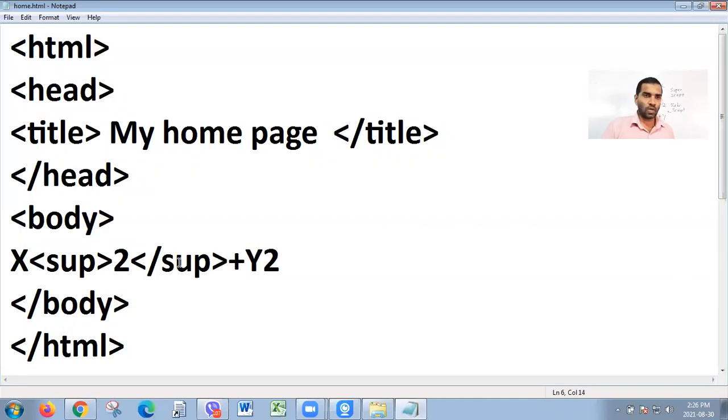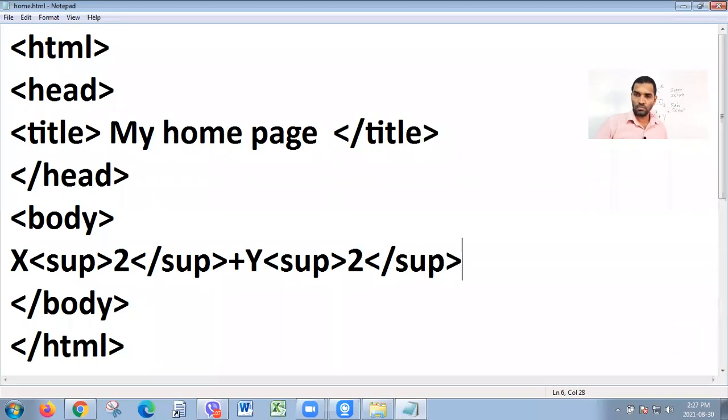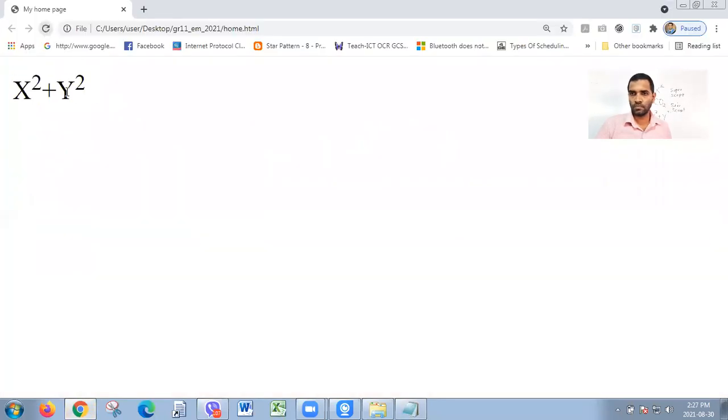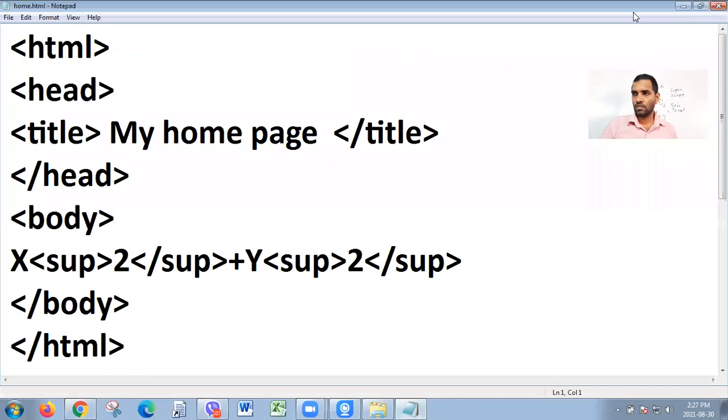So you cannot close the SUP at the end, because this plus and this Y must be shown in the normal position. So before the plus, you have to stop it. But thereafter, this number 2 also must be shown a little above. So before this number 2, again, you have to start SUP, and then after 2, close that SUP. Now save your work and see the answer. Right, now you can see the output, right?